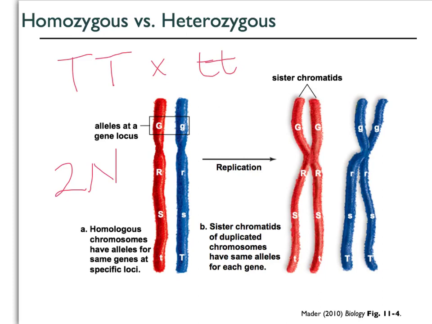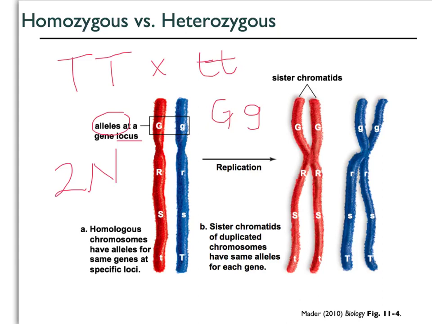A particular gene would be located at what's called a locus. That is just the site on the chromosome where a particular gene is located. The alleles then are the versions of the genes that are located at a particular locus. So here in this example we have big G and little g. That could mean green pods, which is dominant, and yellow pods, which is recessive. So a big G for green and a little g for yellow.